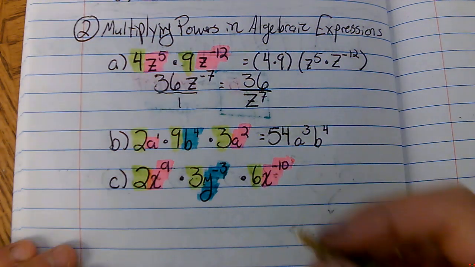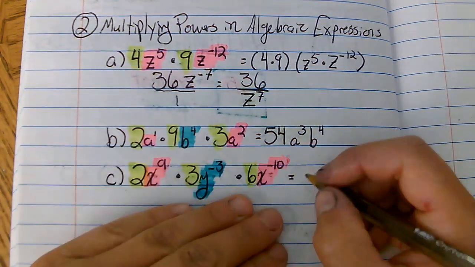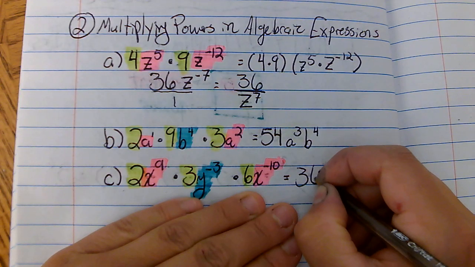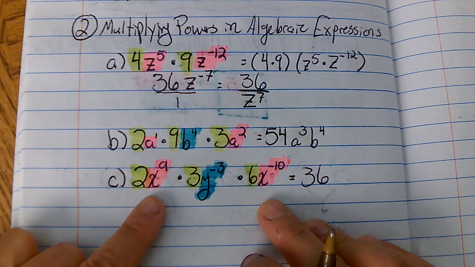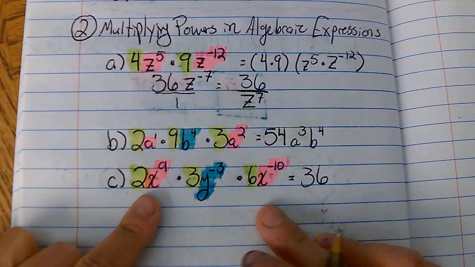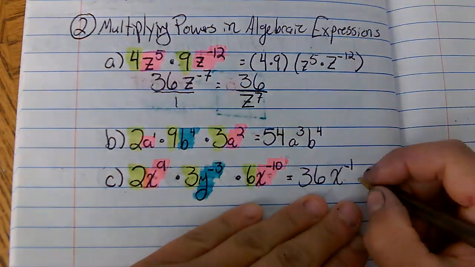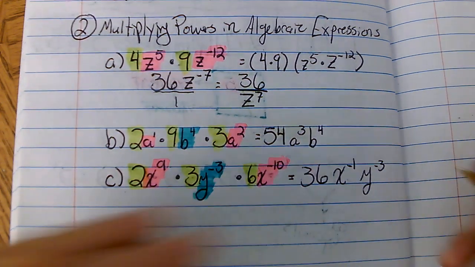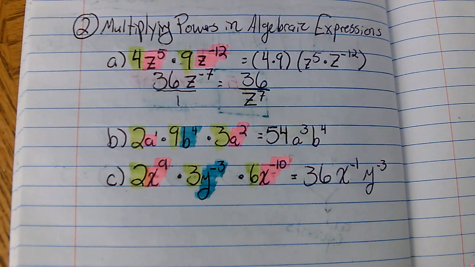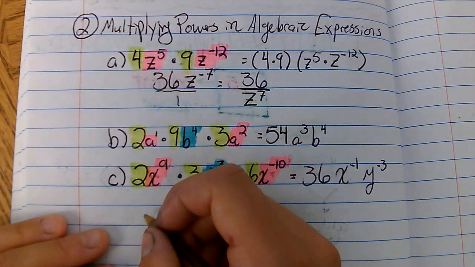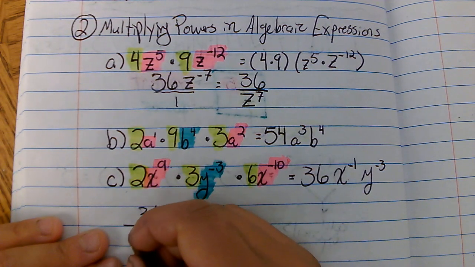Okay, so go ahead and multiply your coefficients together. 2 times 3 is 6. 6 times 6 is 36. Okay. X to the 9th and x to the negative 10th. I'm going to add those exponents together. That would be x to the negative 1st. And then y to the negative 3rd. Now, since these two are negatives, I know I have to put them in the denominator. So I'm going to rewrite this as 36 over x.